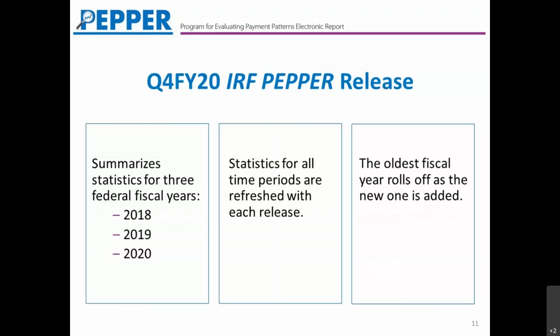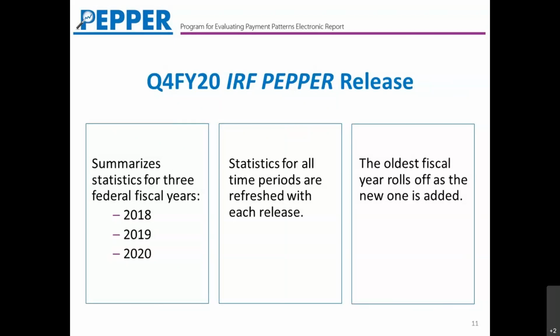Now that we have a sense of the history of the PEPR program and why it was created, let's talk specifically about the newest release of PEPR, Q4 FY20. Again, the PEPR only summarizes Medicare fee-for-service Part A claims data and does not include any other payer types such as Medicare Advantage claims.